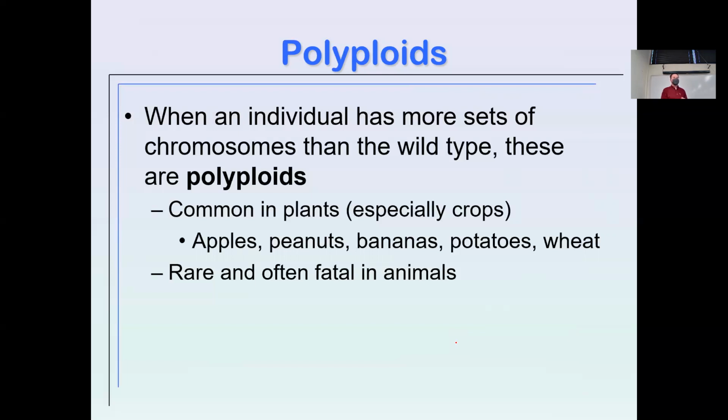We have selected for individuals that are more likely to produce, and when farmers were selecting for these, we didn't understand why this particular apple tree was producing a much better apple. We just knew it was. So we would pick that particular apple. And so, again, we observe this polyploid is actually beneficial to us as humans in a number of different organisms. Okay.